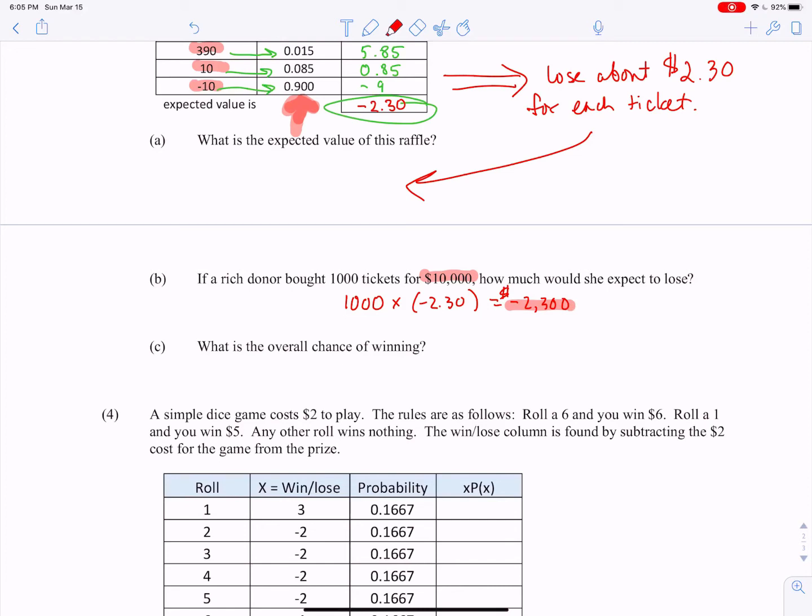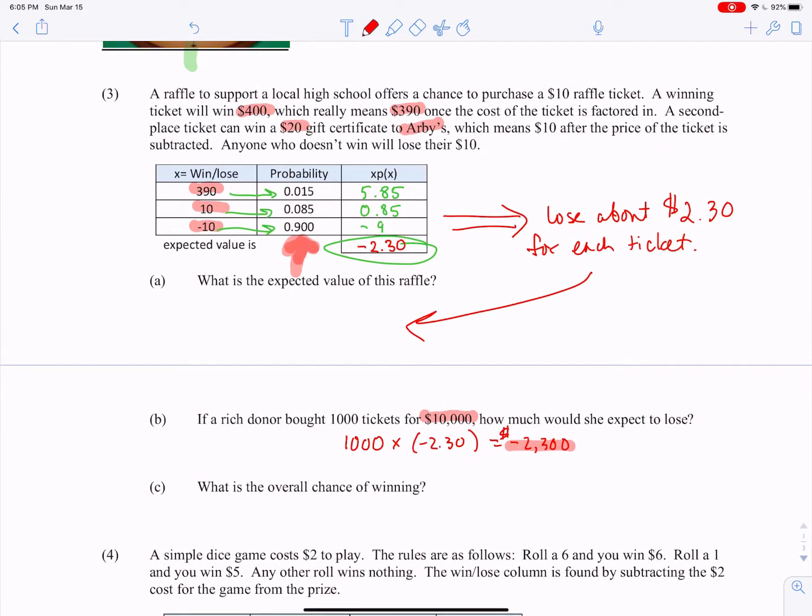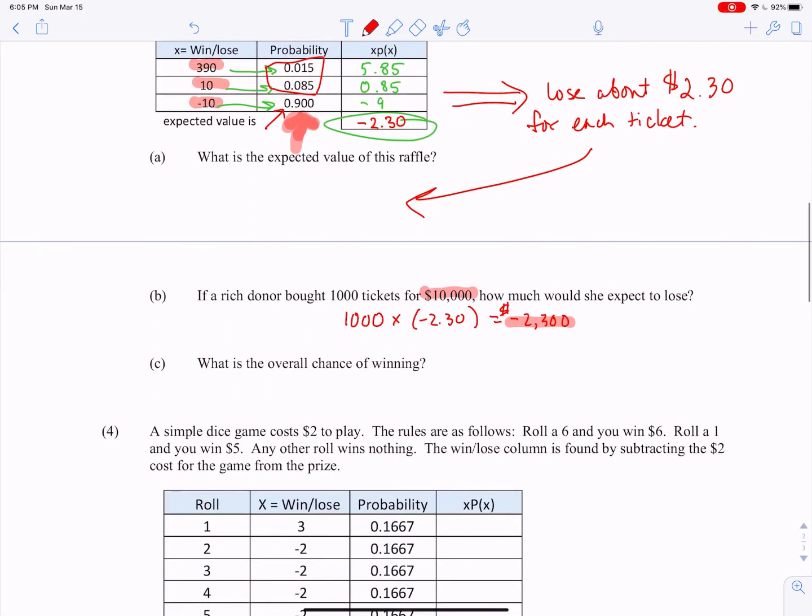All right. What is the overall chance of winning in this problem? If you will go back up here and you look, winning is the combination of these two categories, 0.015 and 0.085. It's also the complement of losing. And since there's a 0.9 chance of losing, there must be a 0.1 chance of winning. 0.1. That's equal to 0.015 plus 0.085, or you could think of it as 1 minus 0.9. Either way, it's 0.1.